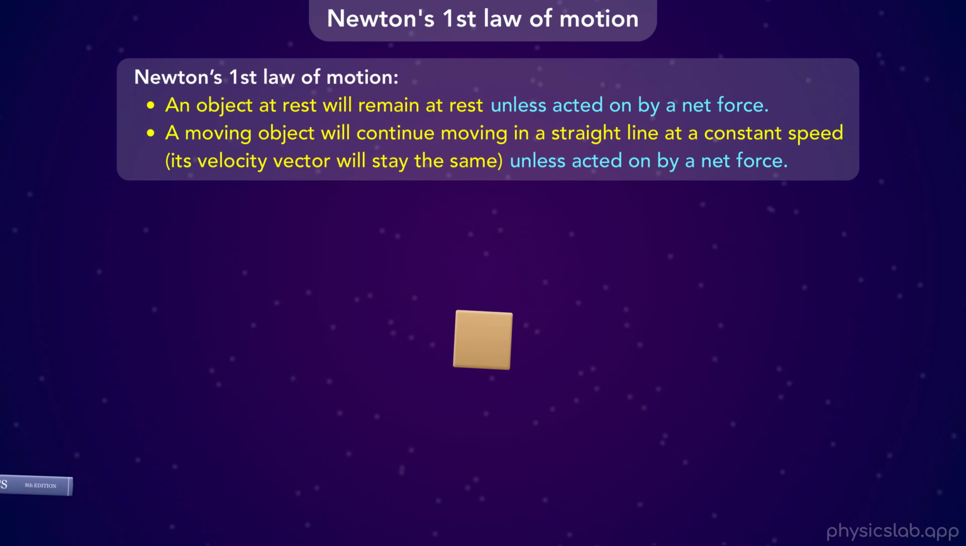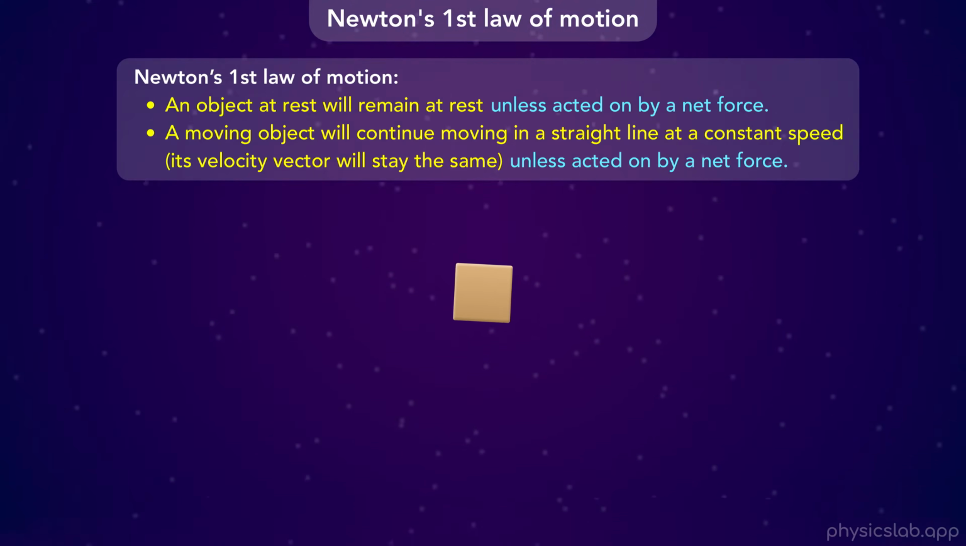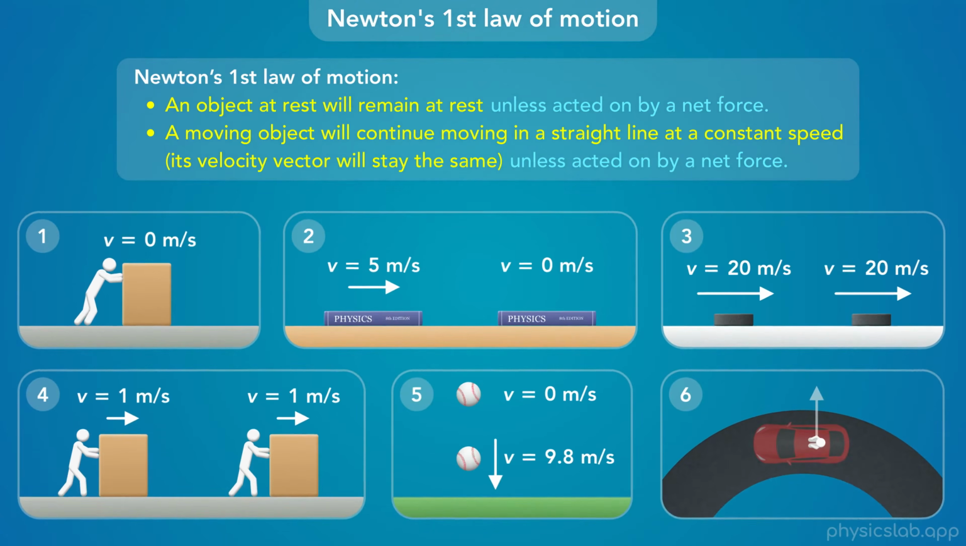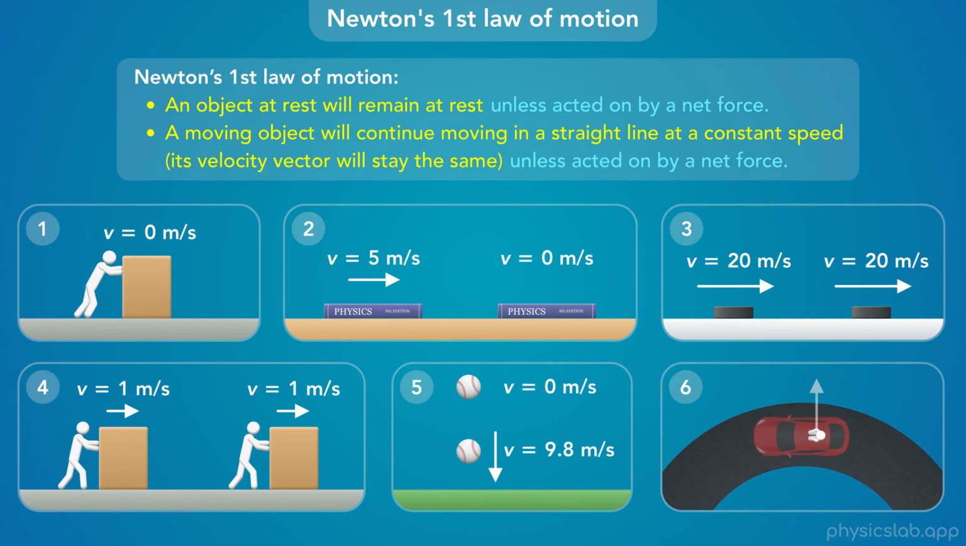So that's Newton's first law of motion. It's easy to see how objects move in space when there's no other forces involved. But let's go back to the real world and use Newton's first law to explain the scenarios from before. We still have a lot more to learn about forces, so don't worry if something doesn't make sense yet.